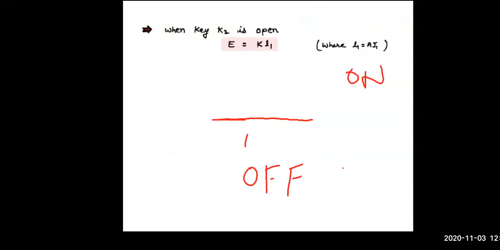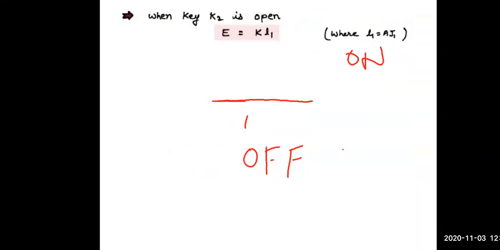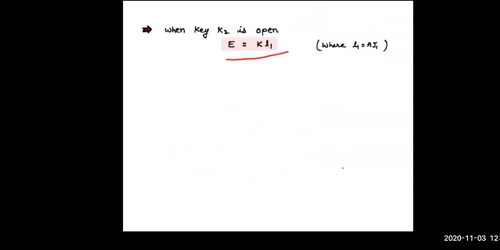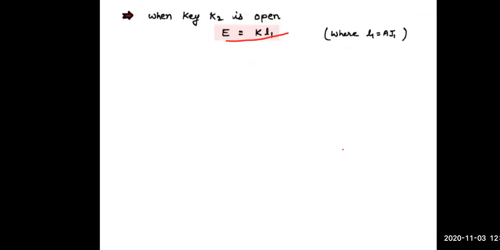So when your key K1 is closed and K2 is not connected, at that time the balance length is L1 and so our equation is E equals K L1, where L1 is the balance length for it and K is the potential gradient. This we know, right?